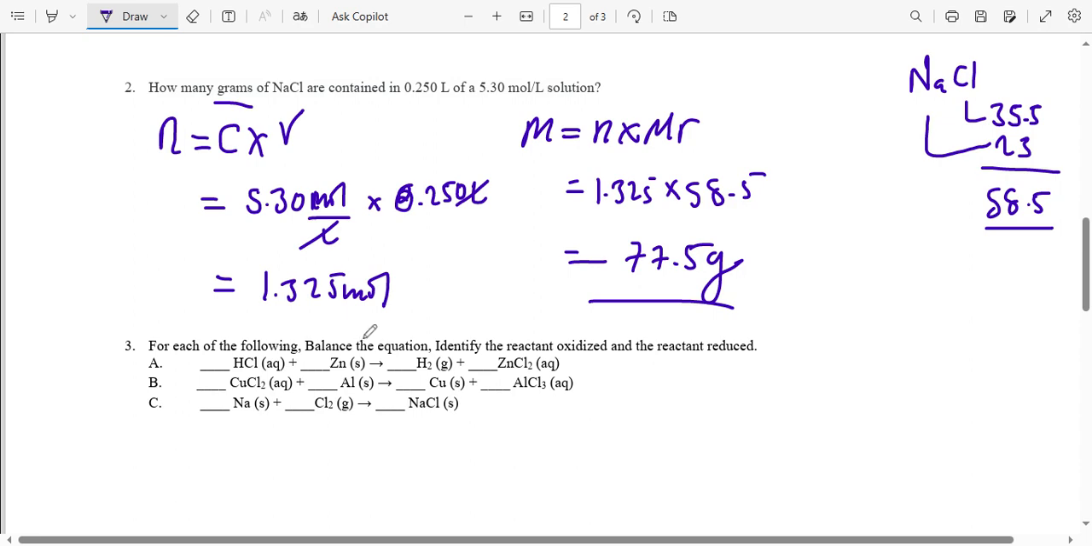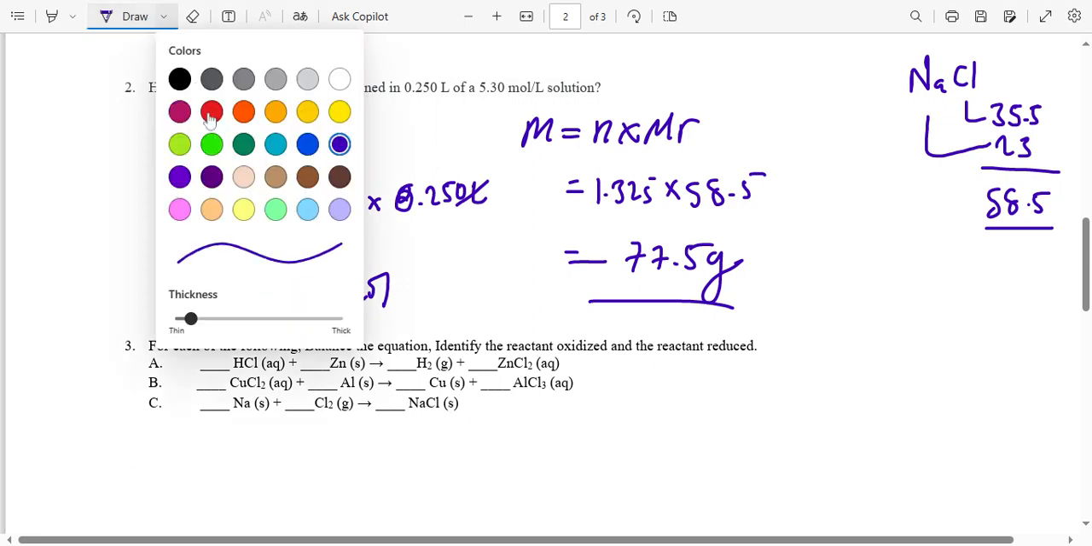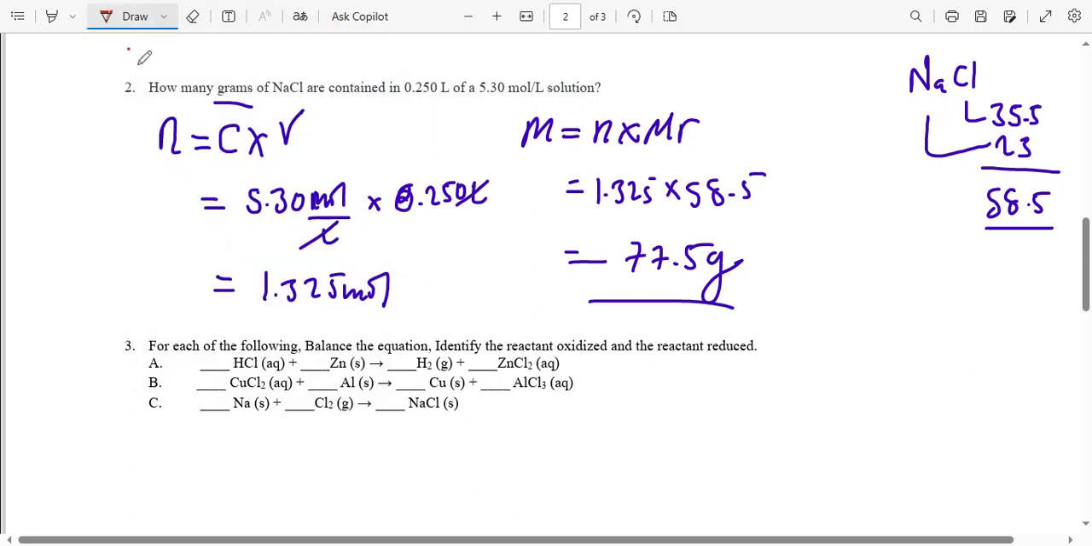Okay, this one was... what number are we going to put in front of the HCl? What do you think? A 2. Because on the product we have got 2 hydrogen. So when we put a 2 in front of HCl, we've made the chlorines also 2.